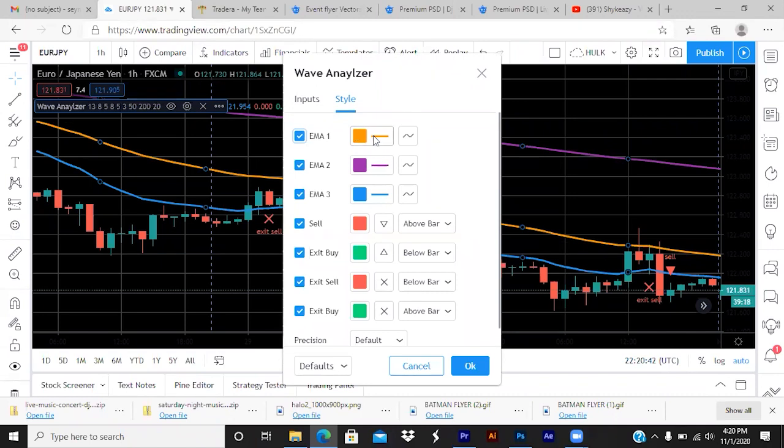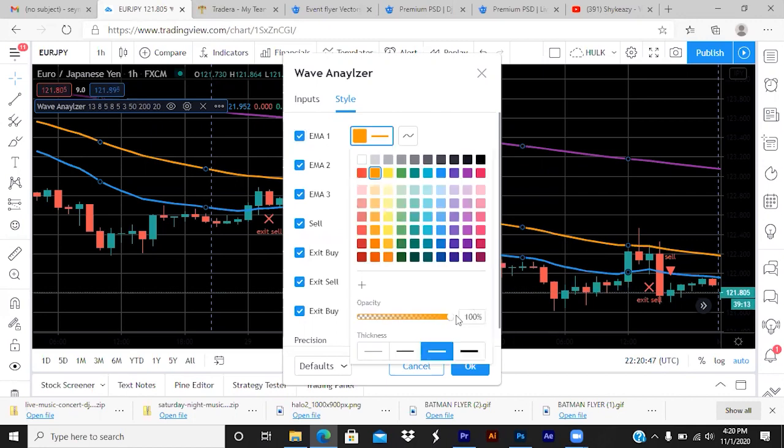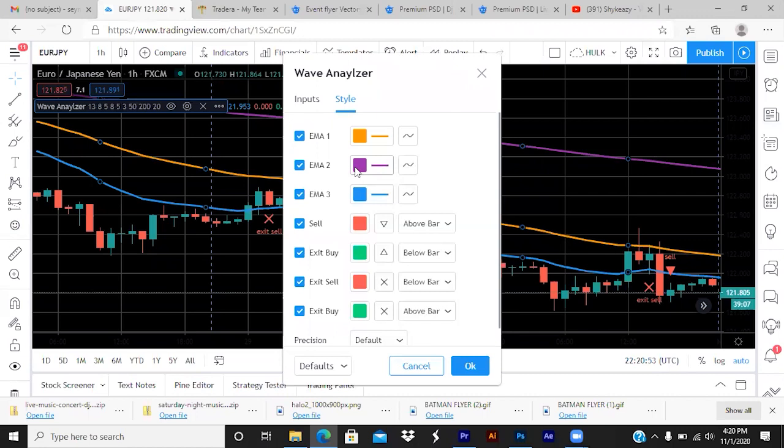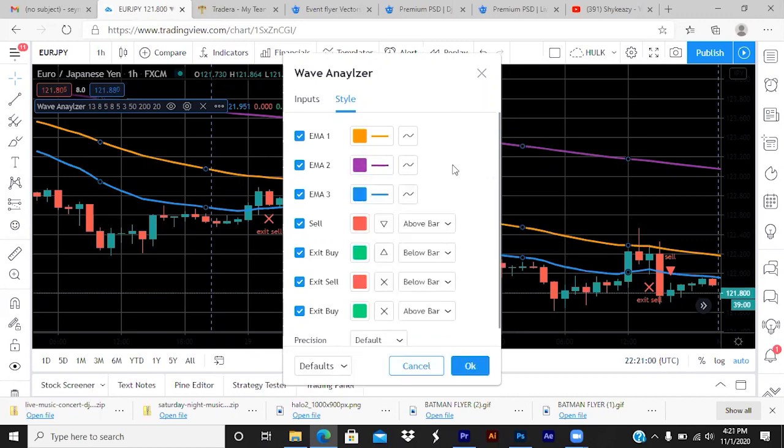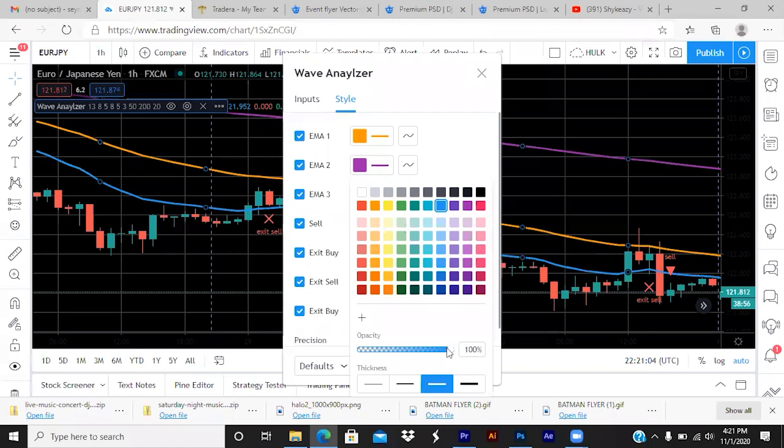All right, so the orange, what we're gonna do is EMA 1, we're gonna click on it and simply turn the opacity up to 100 and click third thickness. Right, EMA 2, we're gonna do the same thing. We're gonna turn the opacity up to 100 and click third thickness. And then EMA 3, we're gonna turn the opacity up to 100 and click third thickness.